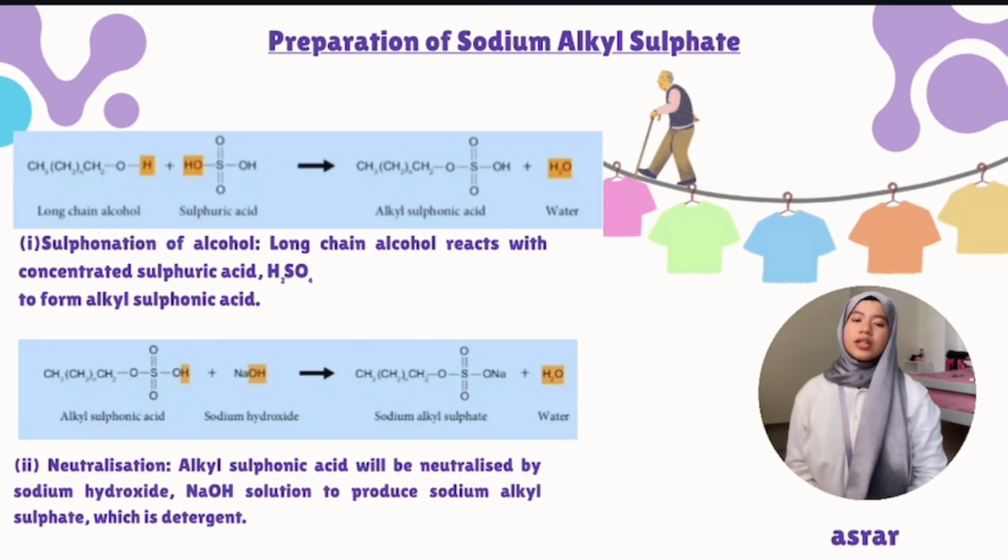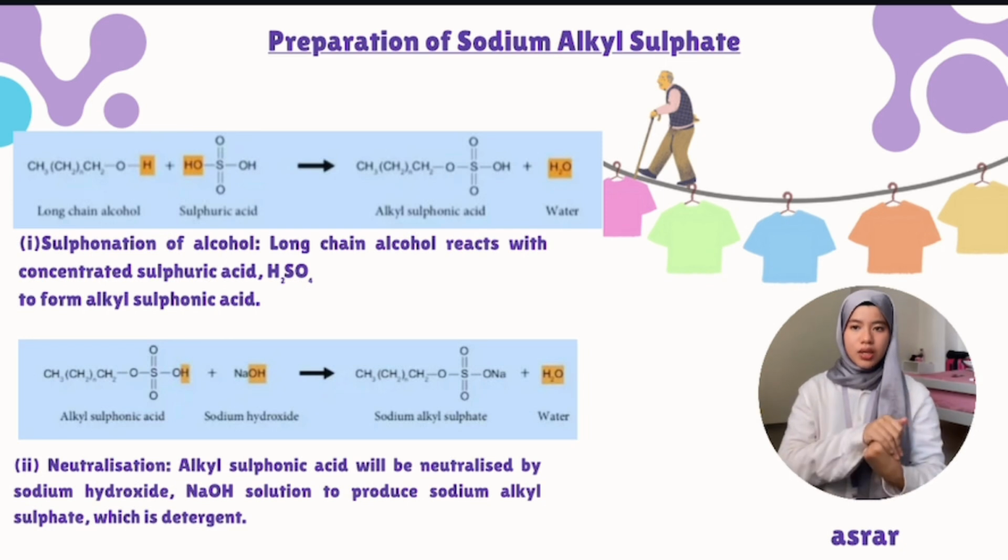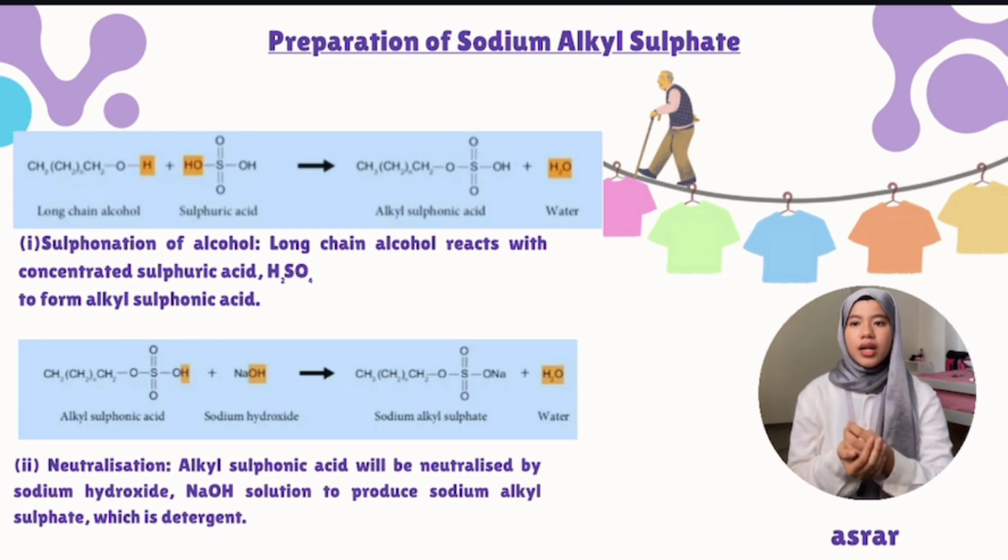Preparation of sodium alkyl sulfate. Sulfonation of alcohol: a long chain alcohol reacts with concentrated sulfuric acid, H2SO4, to form alkyl sulfonic acid. We go to the neutralization. Alkyl sulfonic acid will be neutralized by sodium hydroxide, NaOH solution, to produce sodium alkyl sulfate, which is detergent. Okay, we can see alkyl sulfonic acid will combine with sodium hydroxide and produce sodium alkyl sulfate plus H2O, which is water.